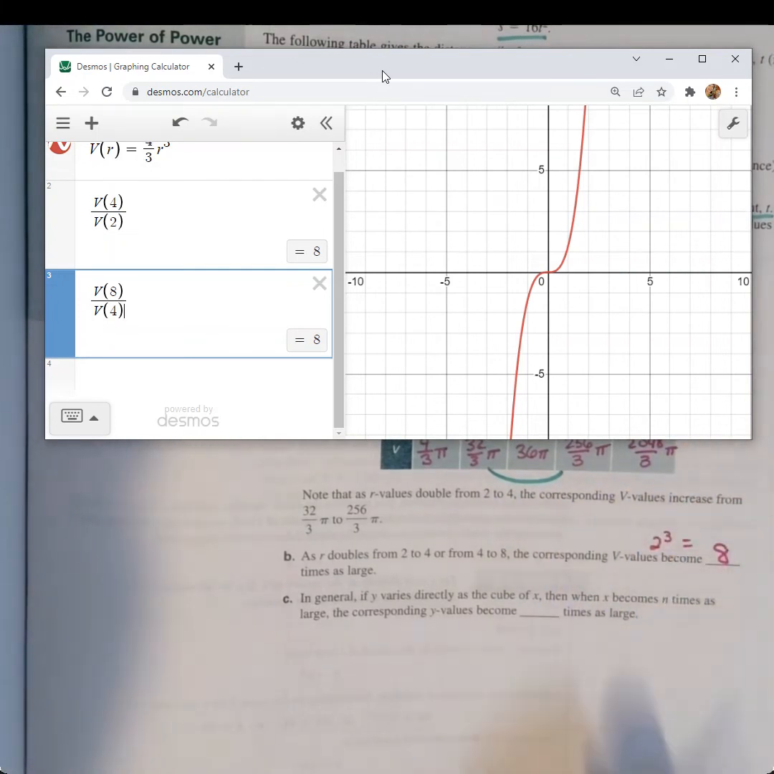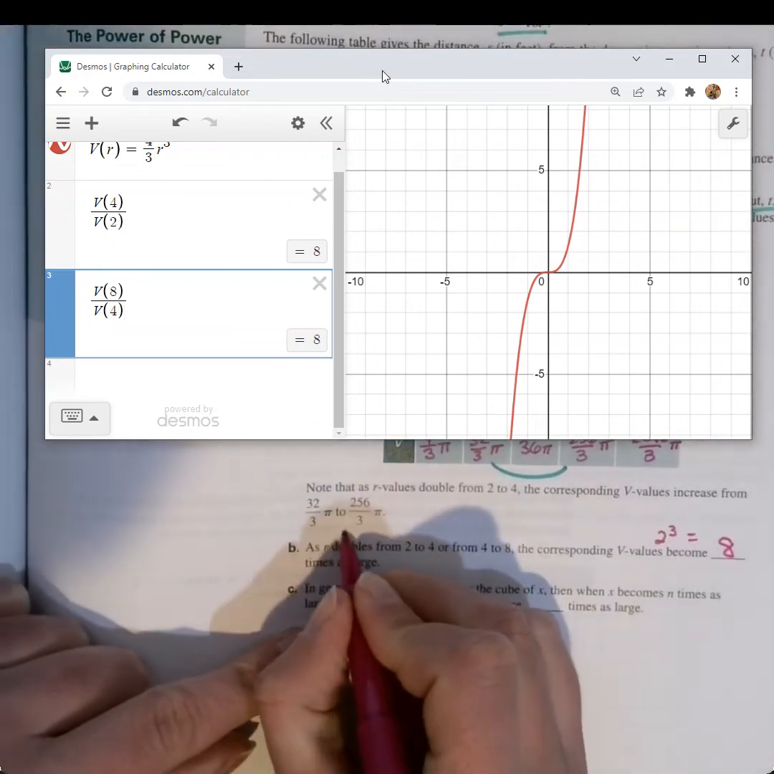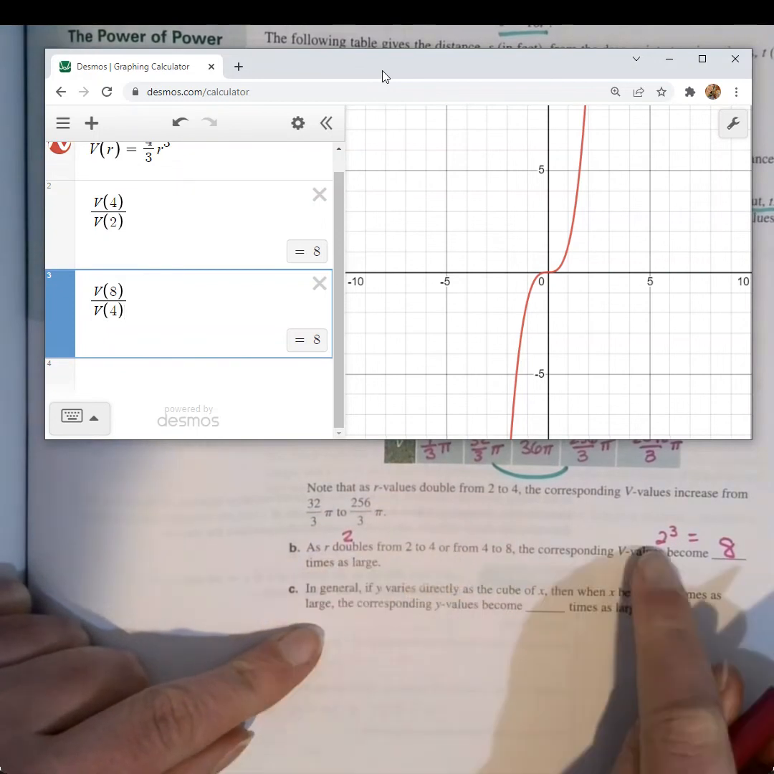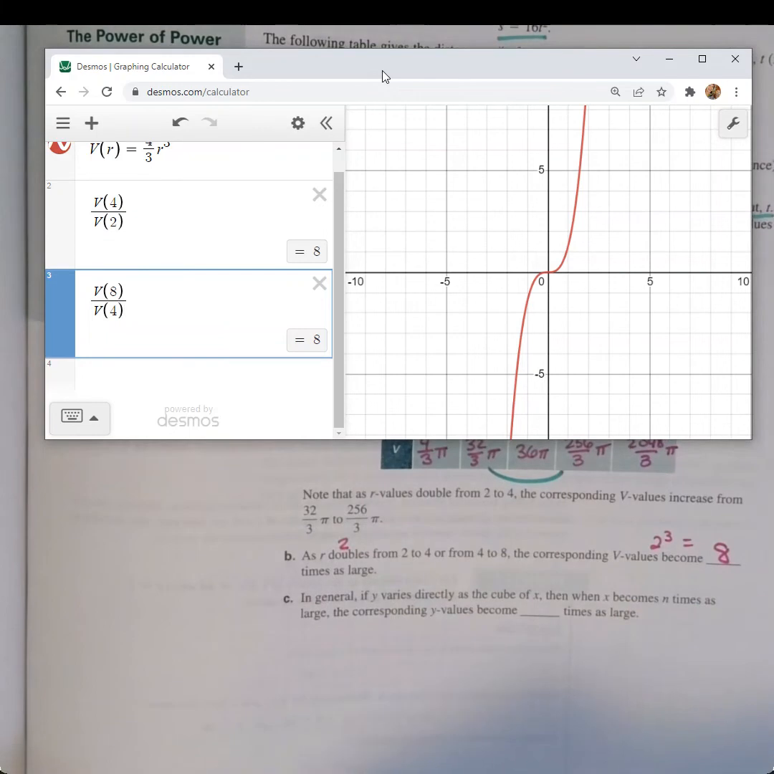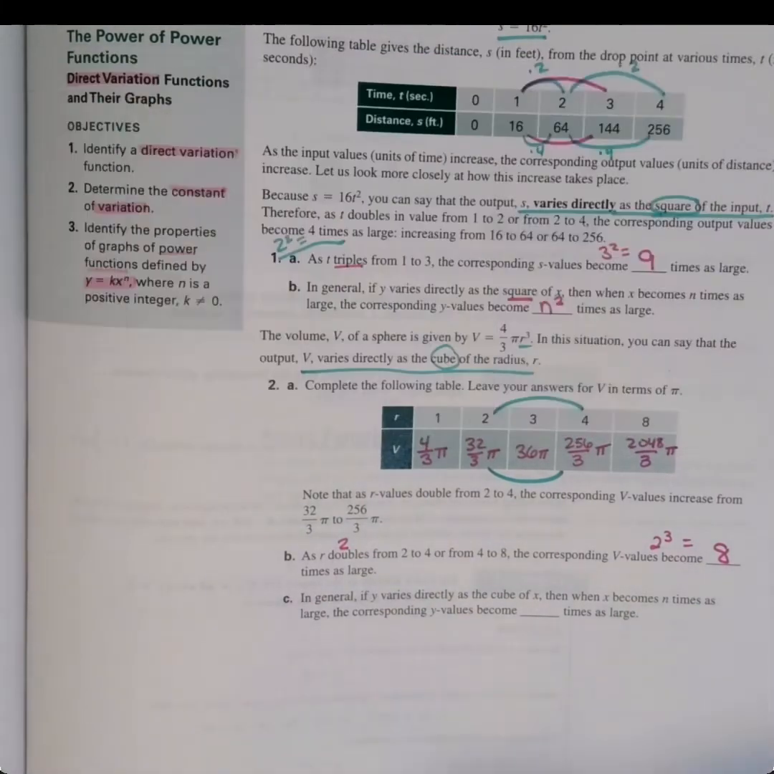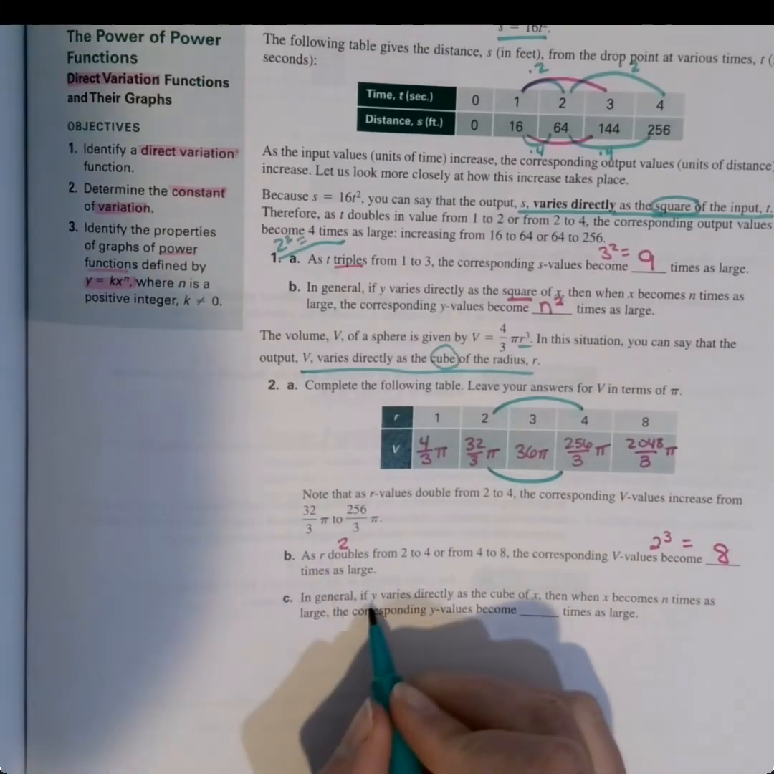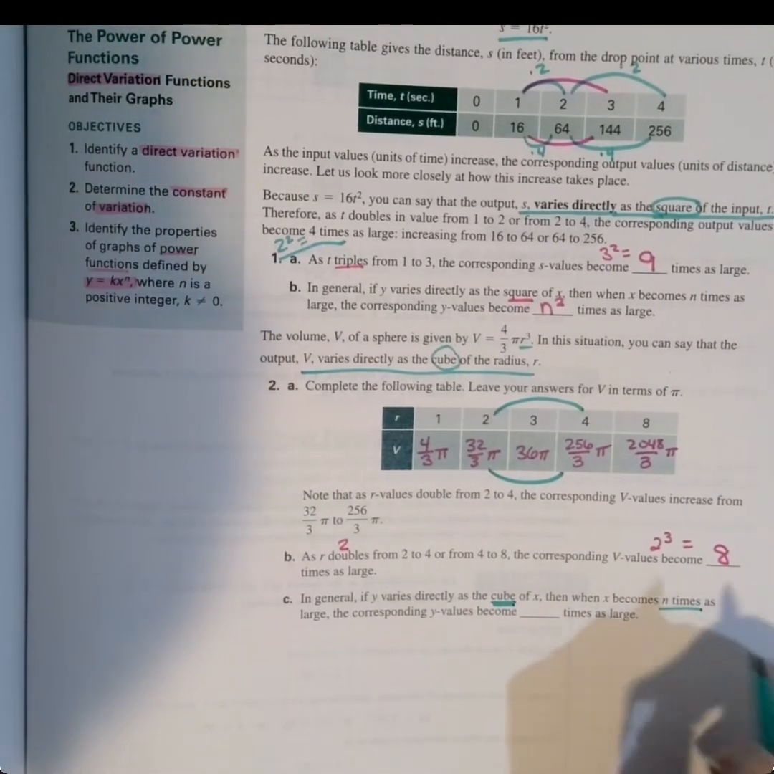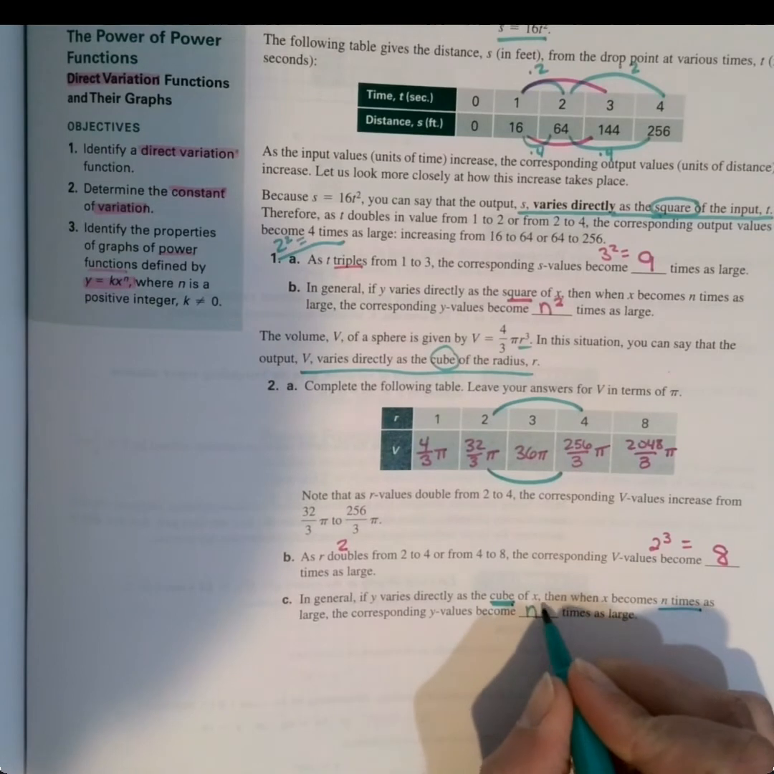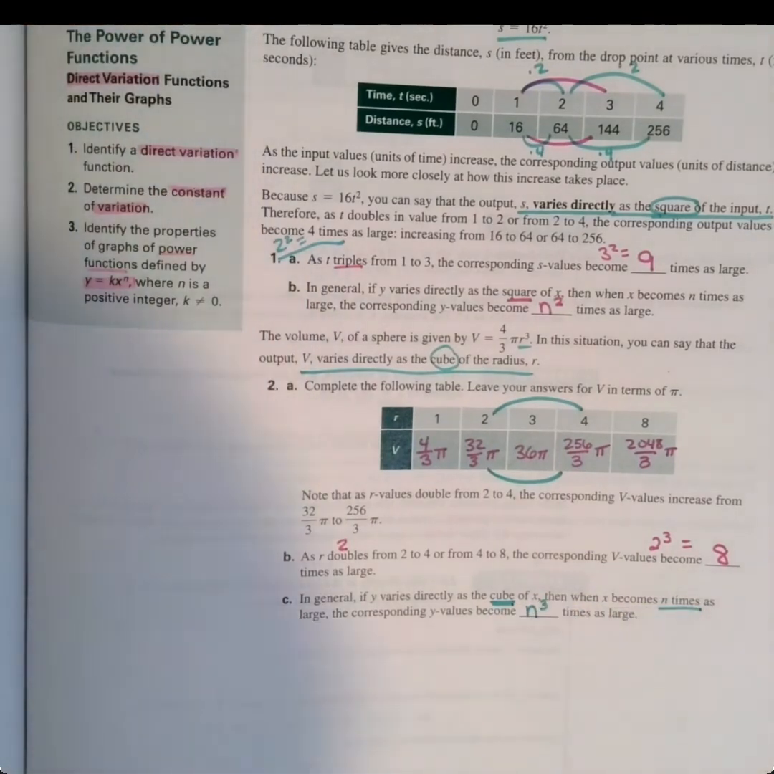So we're not surprised the output gets 8 times as large when the input doubles, getting 2 times as large. So our output gets 2 cubed, or 8 times as large. Okay, so we can generalize this. In general, if y varies directly as the cube of x, when x becomes n times as large, the output is going to become n cubed times as large.